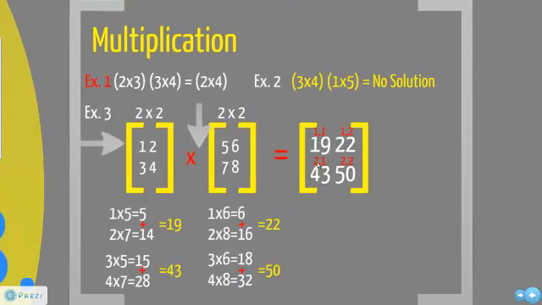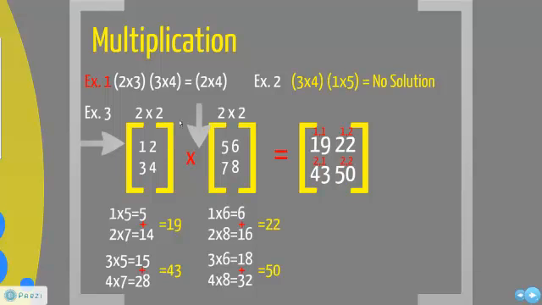Multiplication. More of this. So we're going to use numbers. A 2 by 3 and a 3 by 4. The 3 and 3 cancel each other out. So the answer will be a 2 by 4. Or you see how this is a 3 by 4 and a 1 by 5. The 4 and the 1 are not the same, so you can't cancel each other out. So there's no solution.